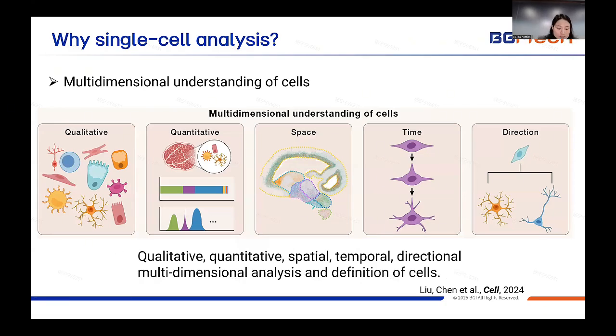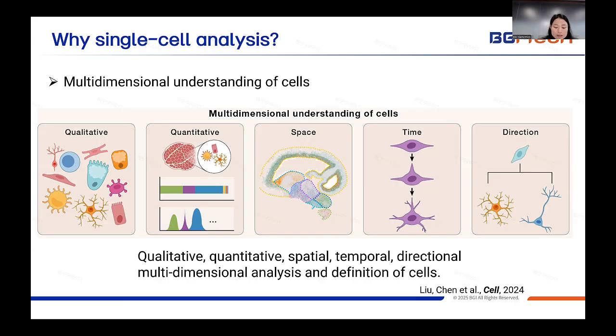When we conduct single-cell sequencing, we need to understand the cells in multi-dimensional ways: qualitative, quantitative, spatial, temporal, and directional. At the qualitative level, it means we need the diversity of cell types generated through the regulation of gene expression. The quantitative level means we need to get the count, the proportion, and the density of each cell type.